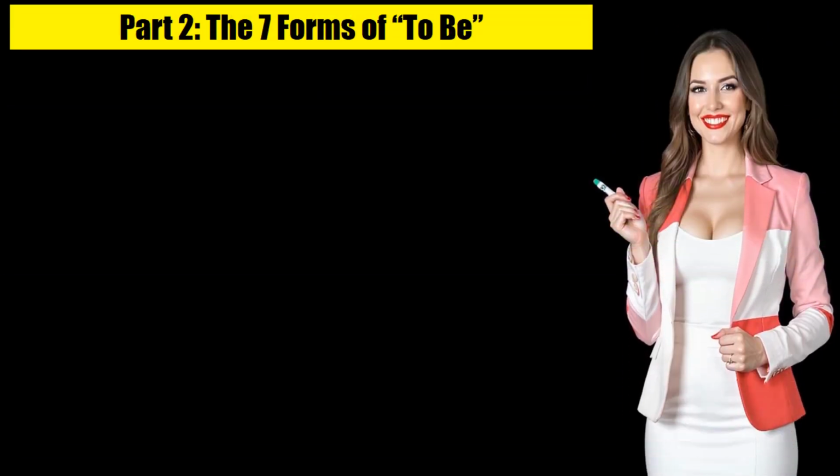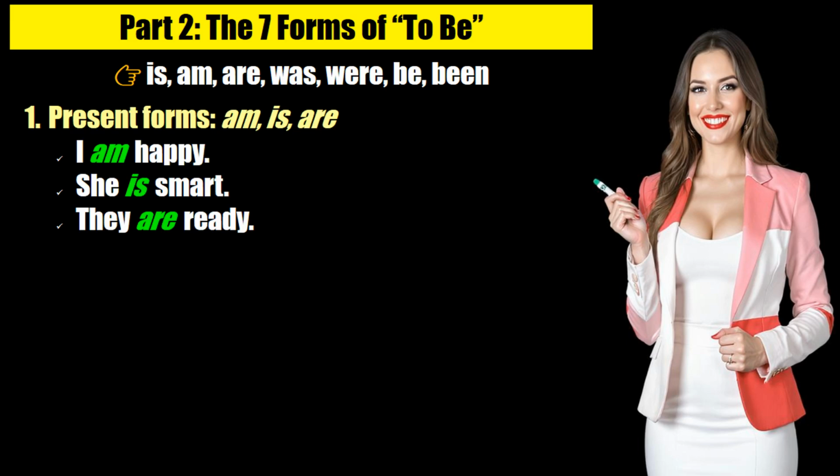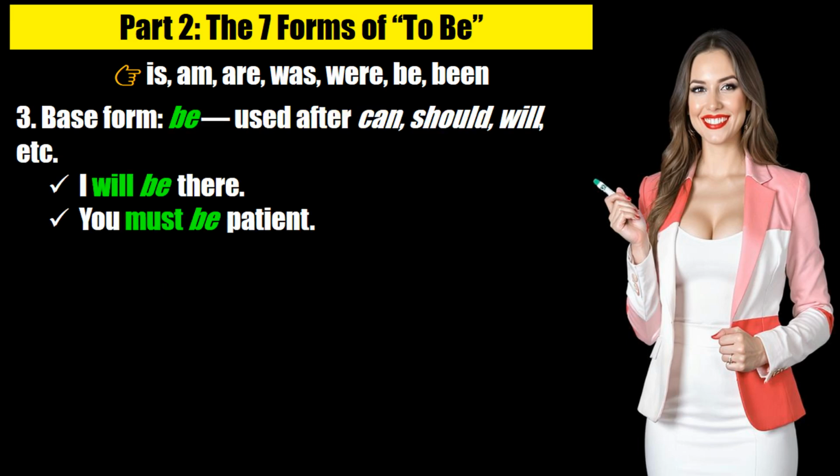Part 2. The 7 forms of to be. Here they are: is, am, are, was, were, be, been. Let's group them based on how they're used. 1. Present forms: am, is, are. I am happy. She is smart. They are ready. 2. Past forms: was, were. I was tired. You were late.